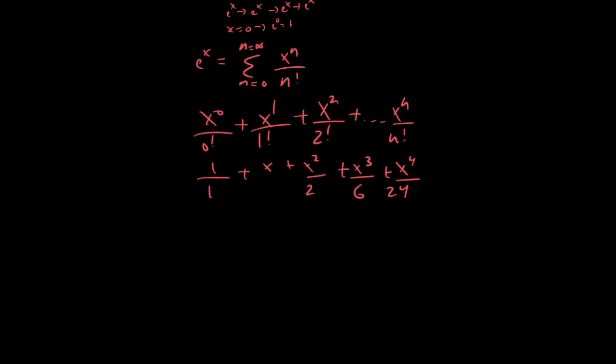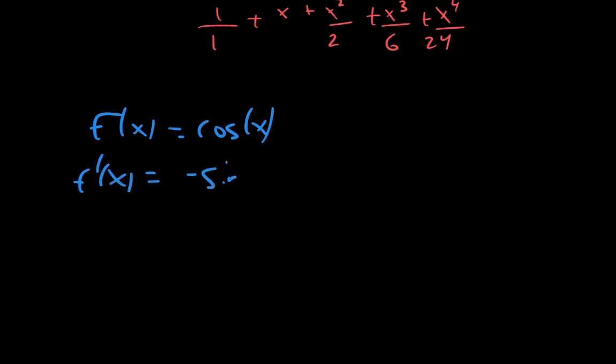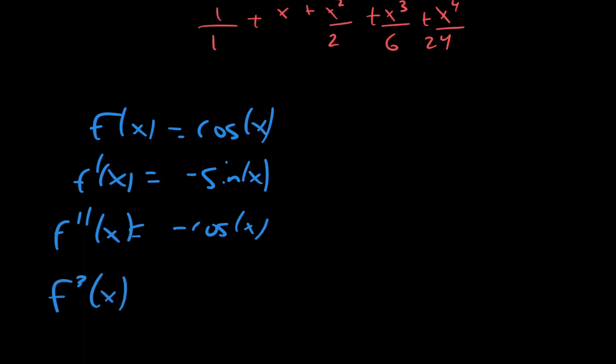For example, now let's try cosine. F prime of x is equal to minus sine of x. F double prime of x is equal to minus cosine of x. And F triple prime of x is equal to sine of x. And so on and so forth.